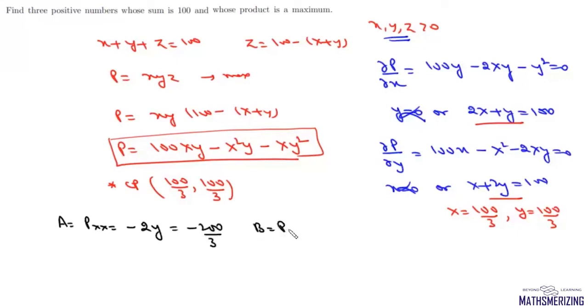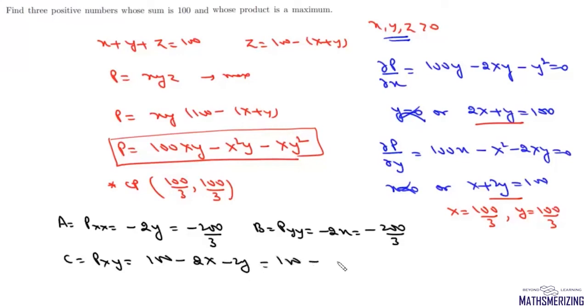We'll find b, which is pyy, and here will be minus 2x, which again is minus 200 by 3, and we'll find the cross derivative pxy. So we'll differentiate this with respect to x. We'll get 100 minus 2x minus 2y. Now it will be 100 minus 2. Now x plus y will be 200 by 3. So we'll get this as minus 100 by 3.